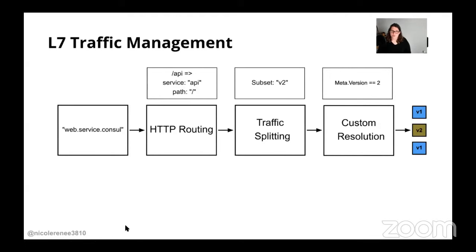Instead of routing that to our web service, route that to our API service and strip this /API path so that it's just / for the path when it hits the API service. And so now we're going to send our API traffic to our API services.